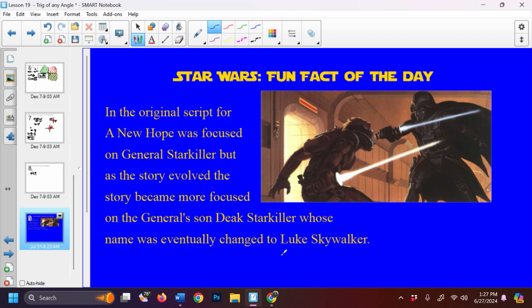The Star Wars fun fact of the day: in the original script for A New Hope, the focus was on General Starkiller, but the story evolved and became more focused on the general's son, Deke Starkiller, whose name was eventually changed to Luke Skywalker. Would have been a lot different if a lead character's name was Deke Starkiller, although still pretty cool.